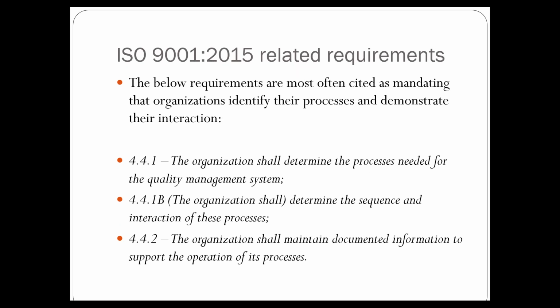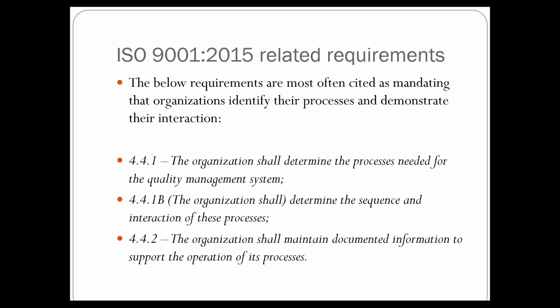In ISO 9001-2015, we have here some cited mandates where the organization is required to identify those processes and demonstrate their interaction. So this is really where this requirement to have the interaction of processes comes from. In clause 4.4.1, it states the organization shall determine the processes needed for the quality management system. In 4.4.1b, it states that the organization shall determine the sequence and interaction of these processes. And in 4.4.2, it states the organization shall maintain documented information to support the operation of its processes.